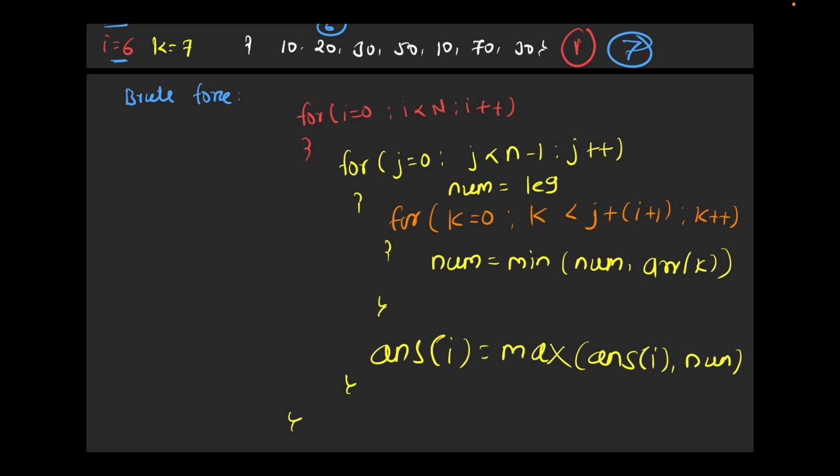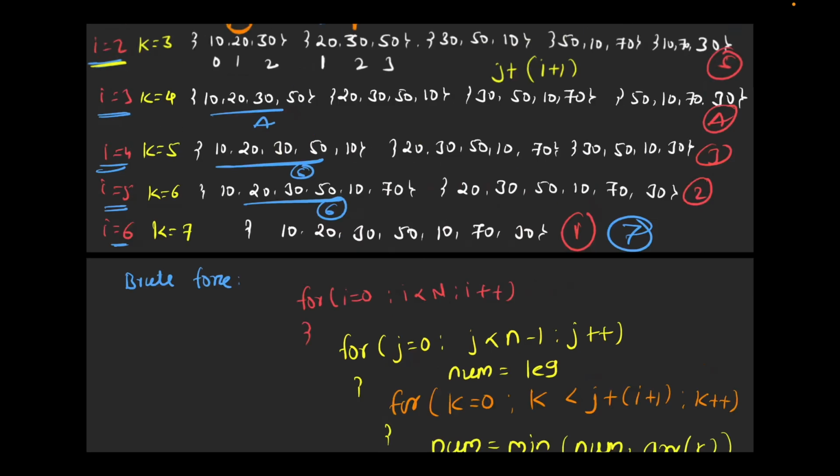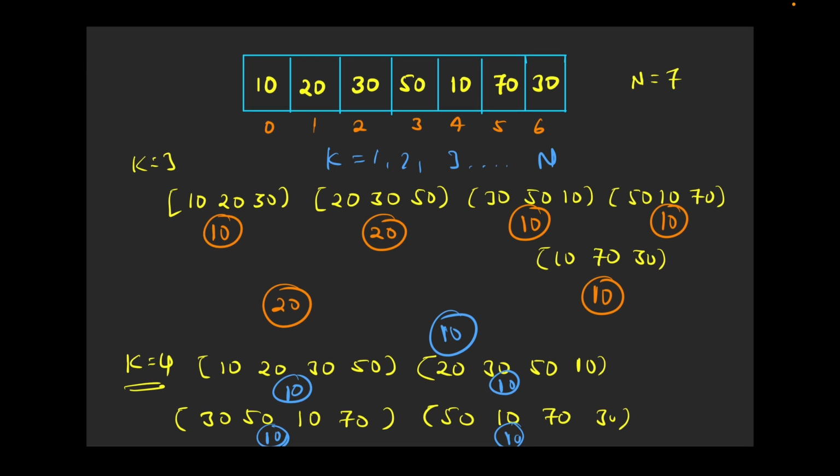This is a simple observation based brute force solution we wrote, right? If you observe carefully what we did, we basically generated all the subarrays, and from each we got the minimum. We got the minimum from every single subarray, and at last from all the minimums we got the maximum, like 10, 20, 10, 10, 10.